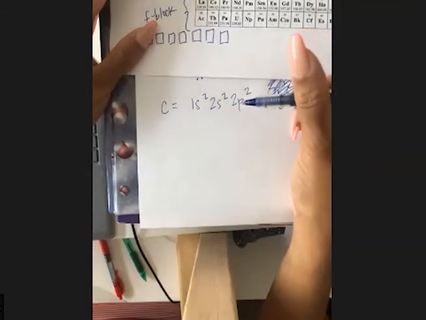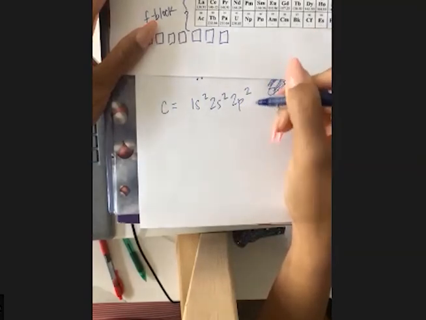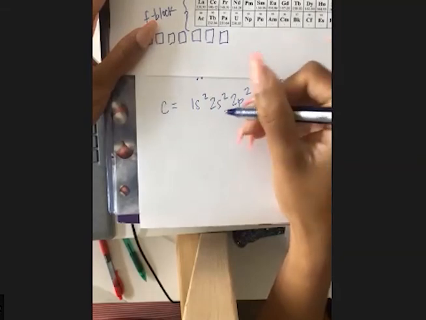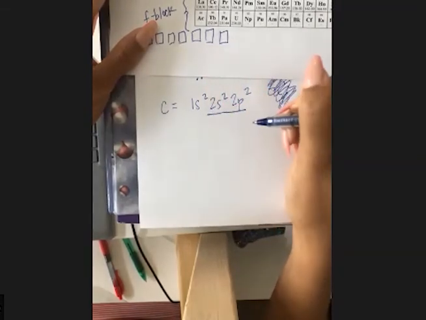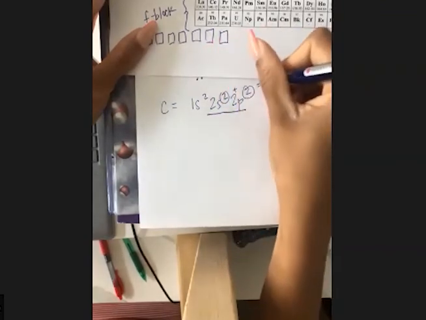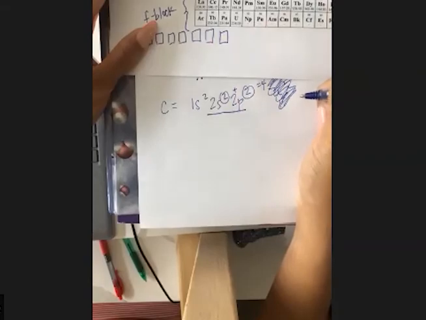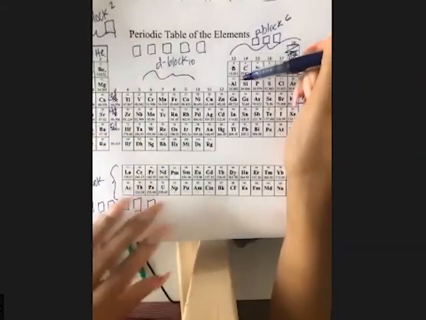The valence electrons are the electrons in the outermost energy level, or the highest energy level, the ones that are furthest away from the nucleus. And that's going to be all the electrons in energy level 2. So there's 2 plus 2. That's going to give us 4 valence electrons. So everything in group 4 is going to end in p2.